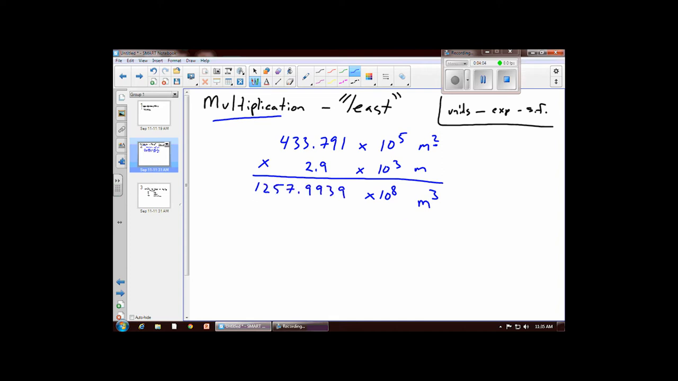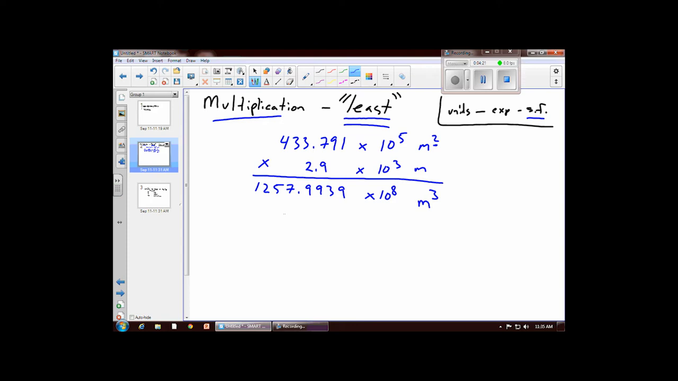9939. Okay. Now, in the past, when we hadn't dealt with significant figures, we would be okay with this whole number. But we're not anymore. So now we've reached the point where we have to deal with our significant figures. So with multiplication, the key word here is, I'm going to underline it for your viewing pleasure, least.